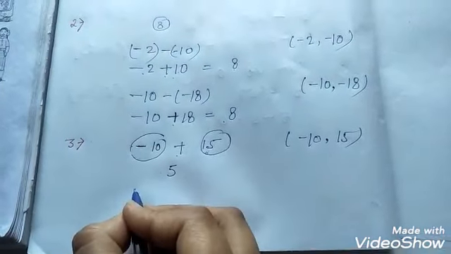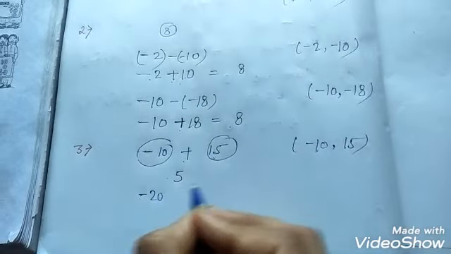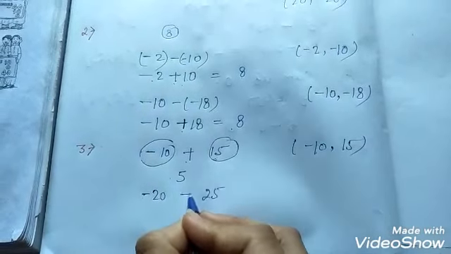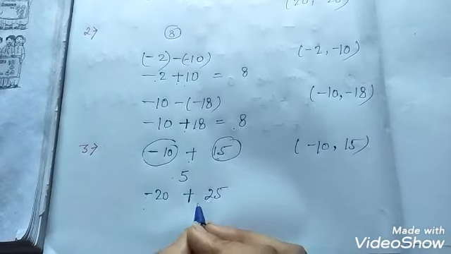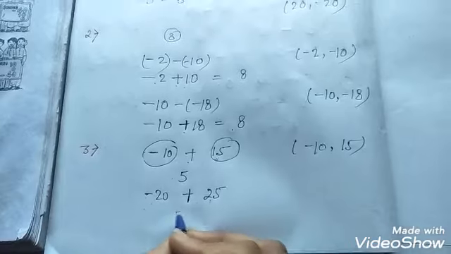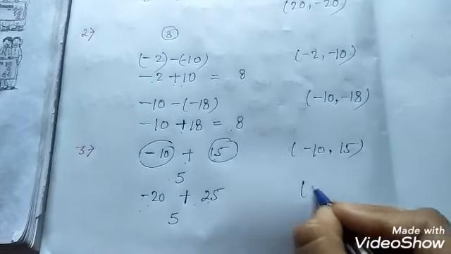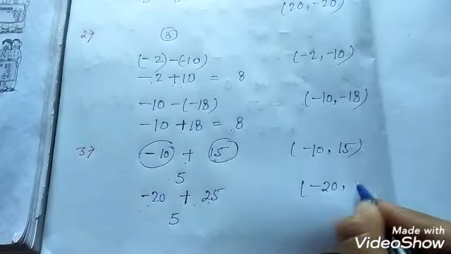We take one more example, minus 20 and 15. If we sum these numbers, plus minus, 20 minus 15 is 5. So minus 20 and 15.